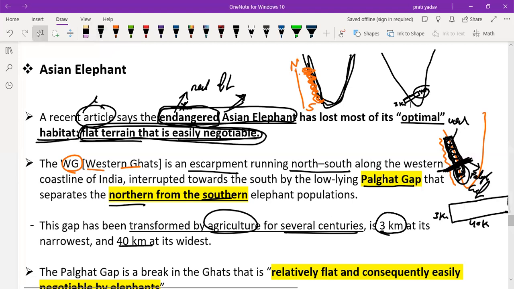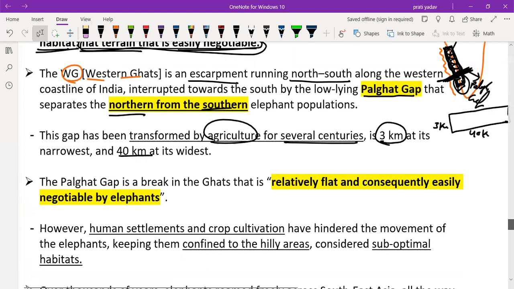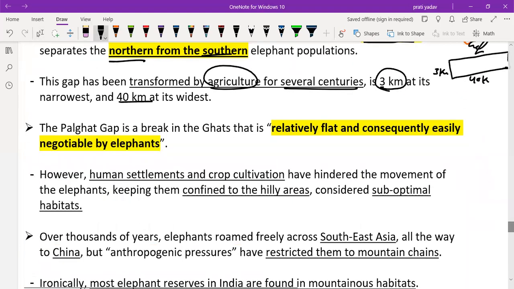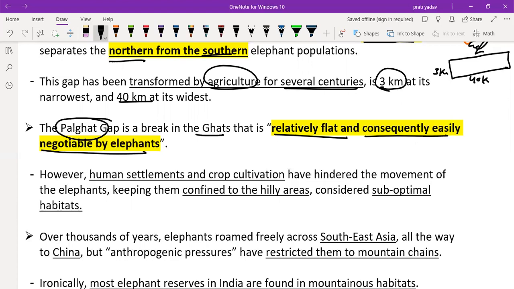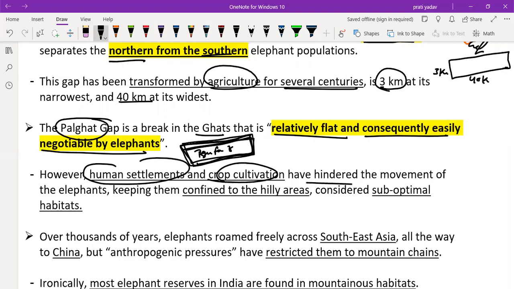The Palghat Gap is a break in the Ghats that is relatively flat and consequently easily negotiable by elephants. It is flat, and it is very easy for elephants to roam in this gap. But due to agricultural activity, farmers and local people of that region restrict the free movement of elephants. Human settlements and crop cultivation have hindered the movement of elephants.